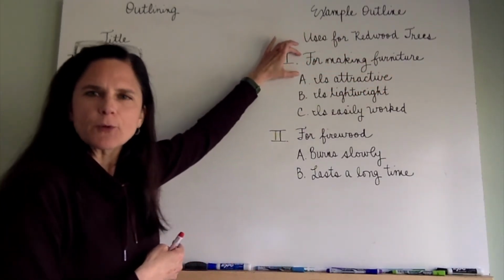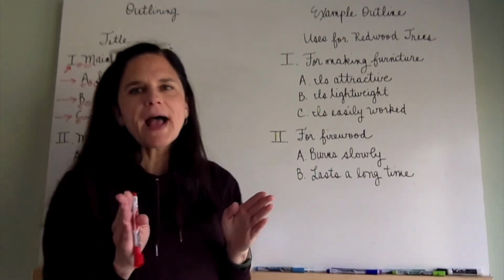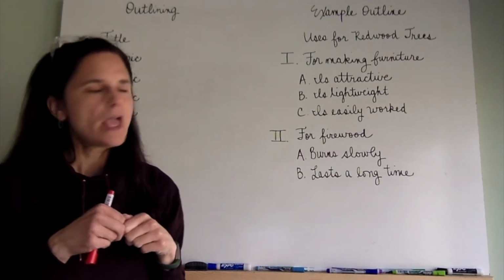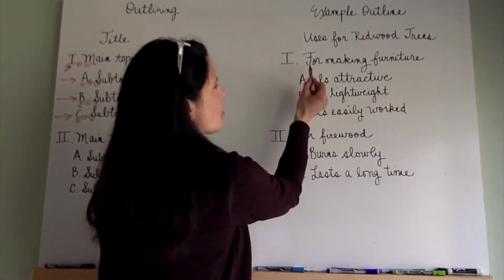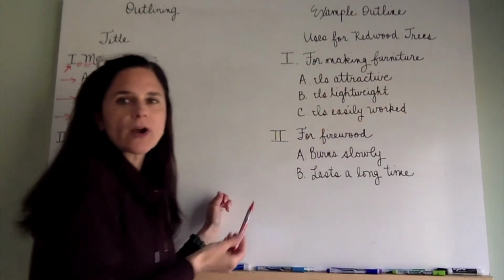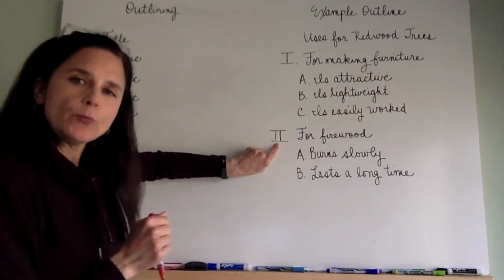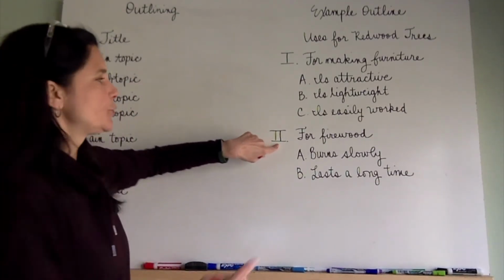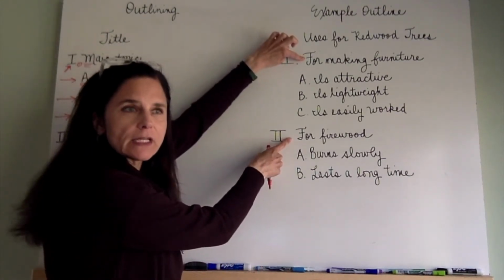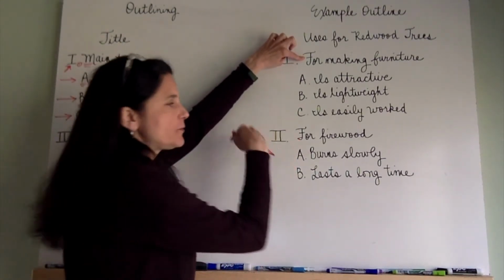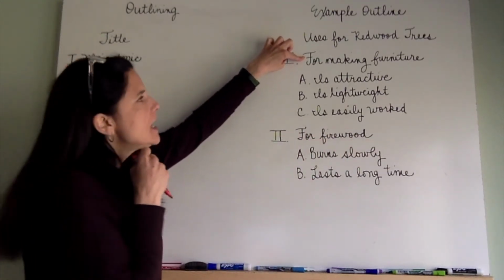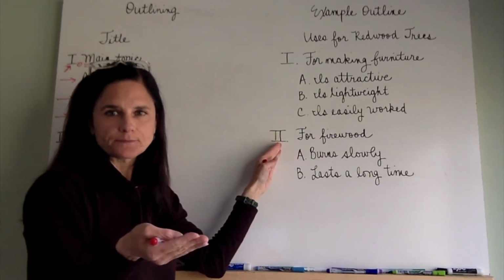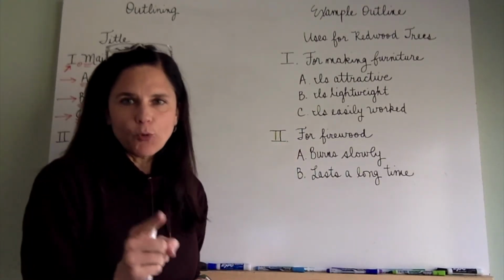So you might notice that's a prepositional phrase. So think back to when we said that outlines need to be in what we call parallel form. That means that if Roman numeral 1 is a prepositional phrase or begins with a preposition, then Roman numeral 2 and 3 and 4 and so on, all your other Roman numerals also have to begin with a preposition. They have to be a prepositional phrase. That's parallel form. So if Roman numeral 1 is for making furniture, Roman numeral 2 is for firewood. So that's important to remember, parallel form.